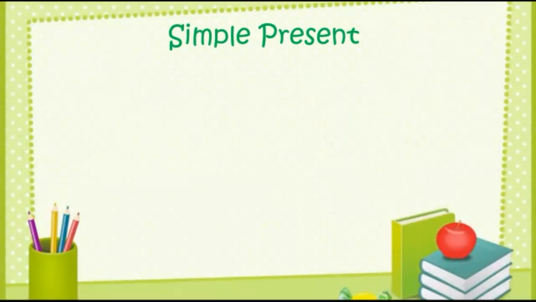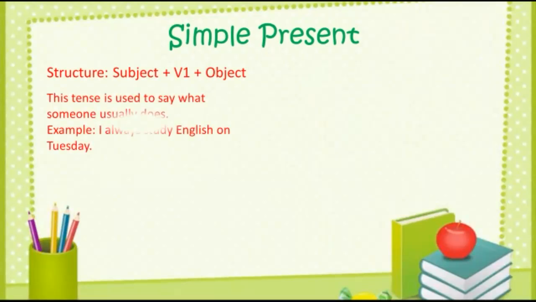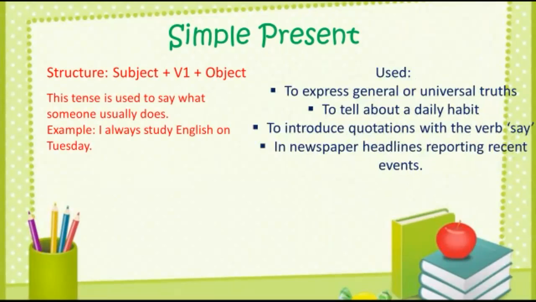First is our simple present. As the name suggests, it is a simple tense. Its structure is subject plus V1 plus object. This tense is used to say what someone usually does. For example, I always study English on Tuesday. So it's daily routine work, work we usually do, and facts; they are all used in simple present.